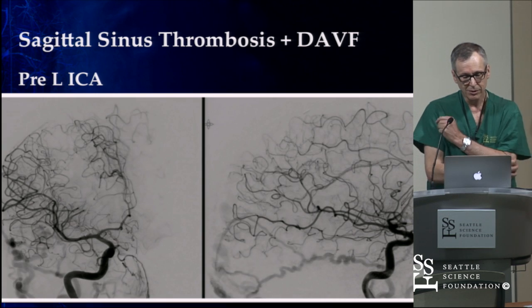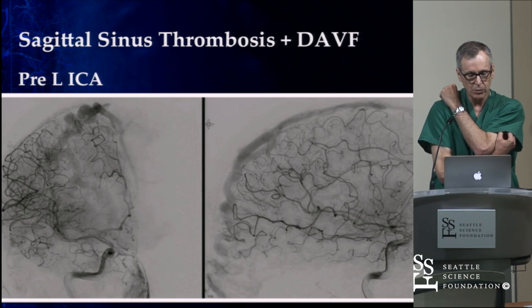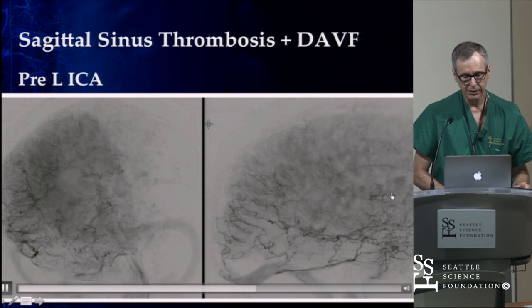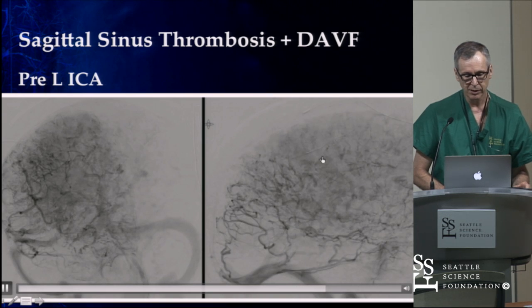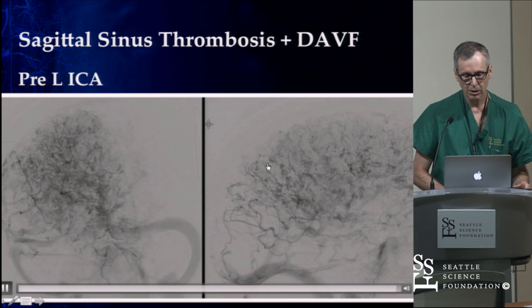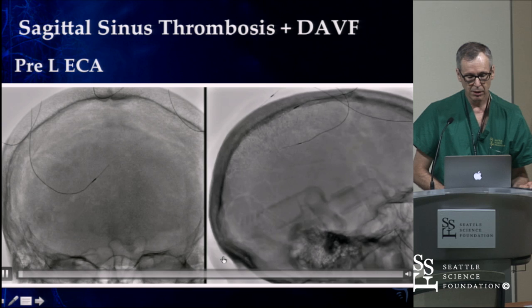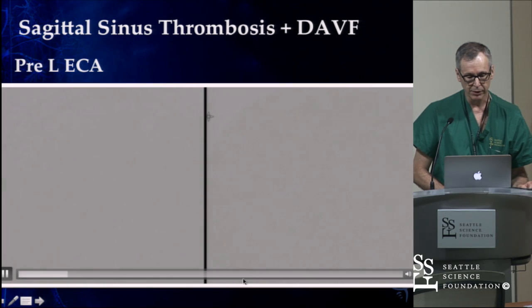And this is a guy who's declining cognitively as well. He's having a lot of trouble, a high-level business guy. But you see here in the late phase, incredible venous congestion, and no sagittal sinus. And you saw a little bit of reflux on that first image to the occipital artery, and this is what the occipital artery, or the external carotid artery, looks like when you inject it.